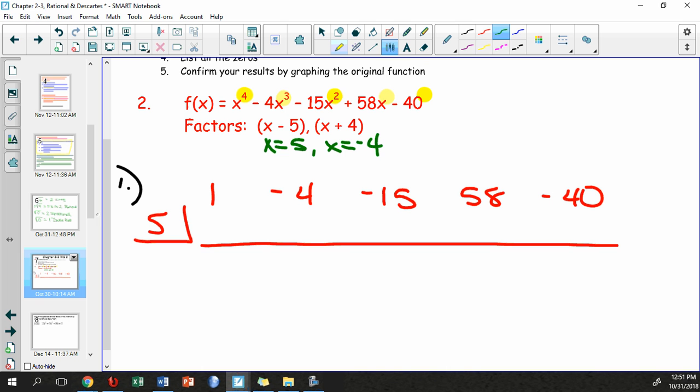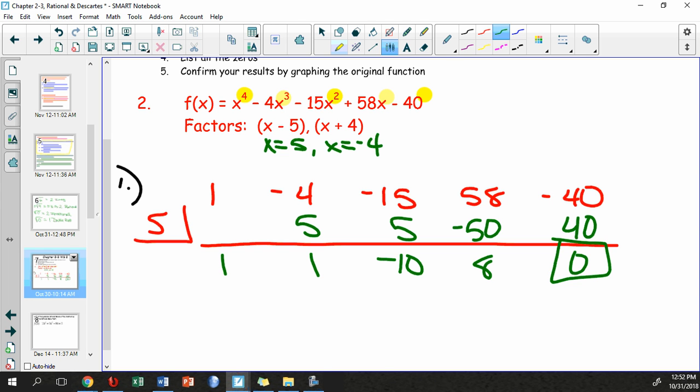Now I'm going to do synthetic division. Drop the 1. 1 times 5 is? Add vertically. Multiply diagonally. Add vertically. Diagonally multiply. Add vertically. Multiply diagonally. What did we just prove? That it is a factor because the remainder is 0.